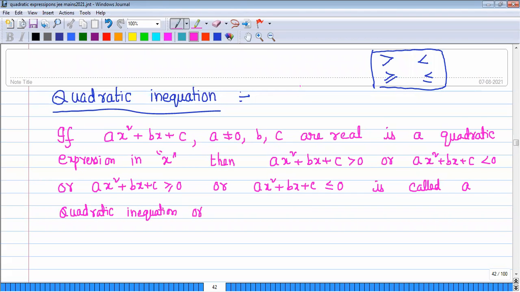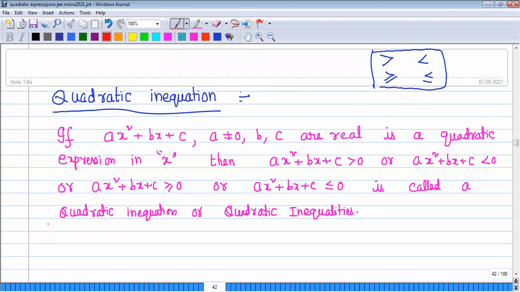Or we can say quadratic inequalities. Quadratic inequalities play a vital role in functions also, in finding the domains and finding the range. Very, very important. So this is very, very important for the JEE Mains examination.